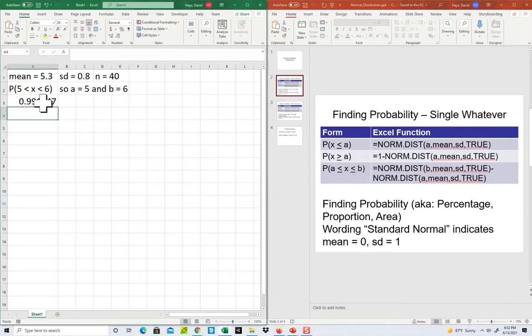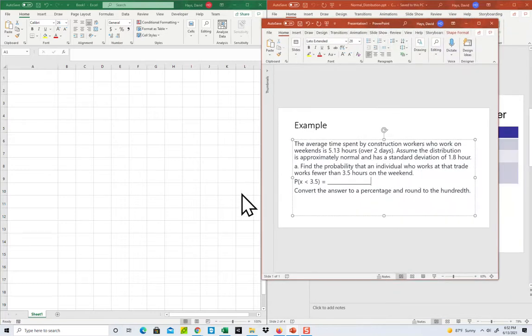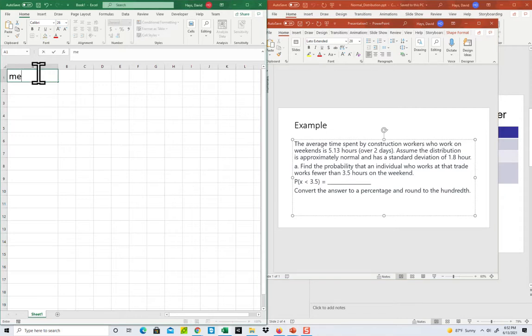And so let me clear this off a little bit from the previous problem. There we go. Average time spent by construction workers working on the weekend is 5.13 hours. So mean is 5.13. Standard deviation is 1.8 hours. And we're finding a probability that it's less than 3.5.